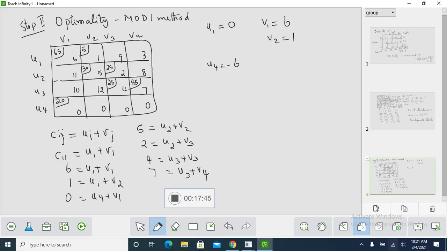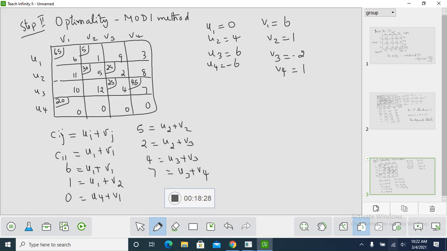I have V2 is 1, so U2 will be 4. Then if U2 is 4, my V3 will be minus 2. If V3 is minus 2, U3 will become 6. So I will have U3 to be 6. Now V4 will become 7 minus U3, or 7 minus 6. So I will have my V4 to be 1. Now let us check the U4 value once again. My U4 is minus V1. V1 is 6. So U4 is negative 6.